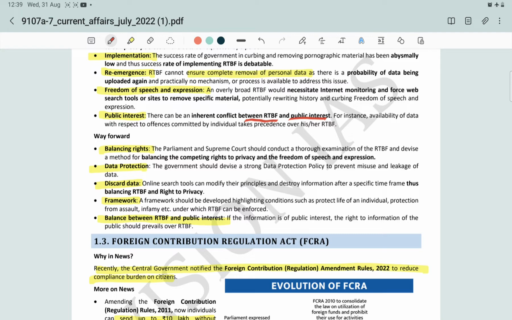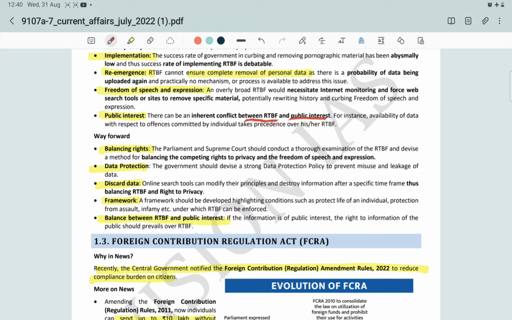A framework should be developed highlighting the conditions, such as protecting the life of an individual, that is protection from assault, infamy, etc., under which the right can be enforced. Balance between the right to be forgotten and public interest: where information is in the public interest, the right to information of the public should prevail over the right to be forgotten.